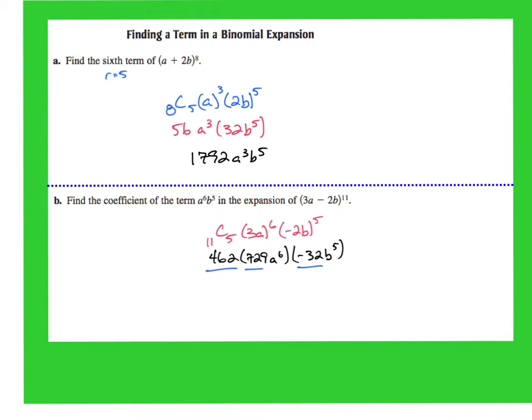And I end up with negative 10,777,536 a to the power of 6 and b to the power of 5. All right, pretty good? Let's keep moving.